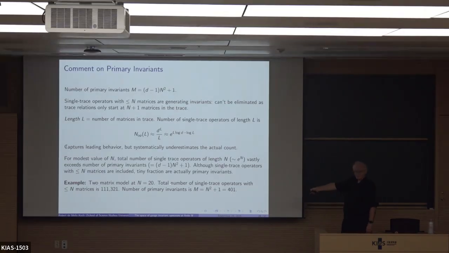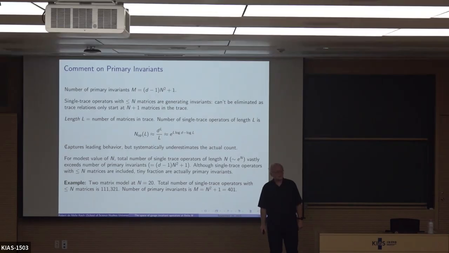A 2-matrix model, n is equal to 20. Just using Pólya counting, you can count the number of single trace operators that are less than or equal to n. There's 111,321 of them. What is n squared plus 1? It's only 401. So less than 0.5% of those invariants would be included as primaries. More than 99.5% of those would be included as secondary invariants. And we'll come back to interpret that.